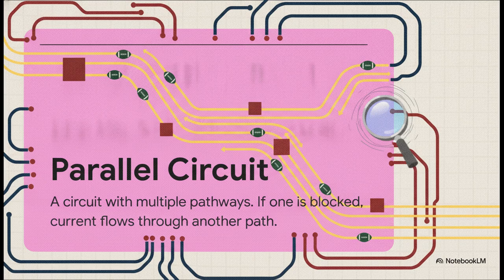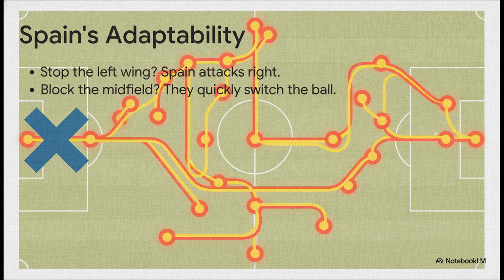The real beauty of a parallel circuit is its absolute resilience. If one pathway gets blocked or severed, the current doesn't stop. It instantly, effortlessly finds another path and just keeps on flowing to its destination. This adaptability is what made Spain so incredibly difficult to shut down.